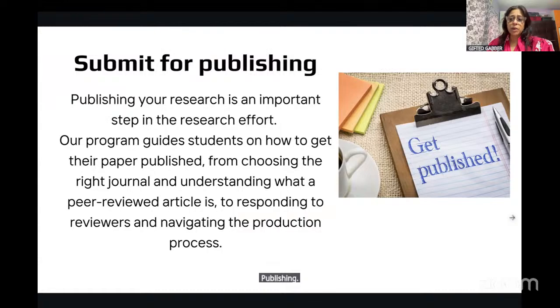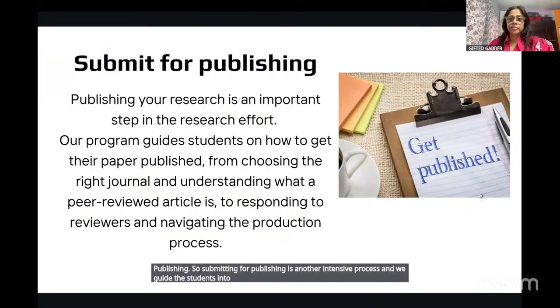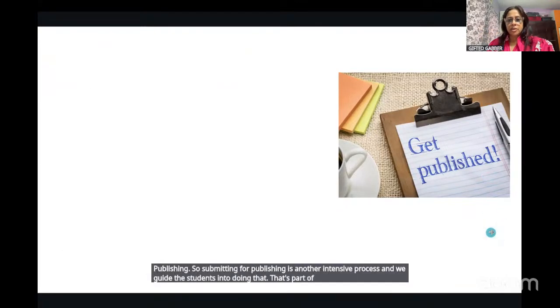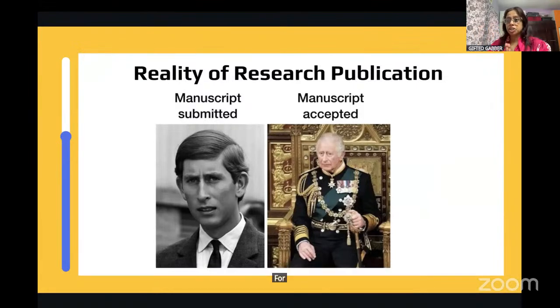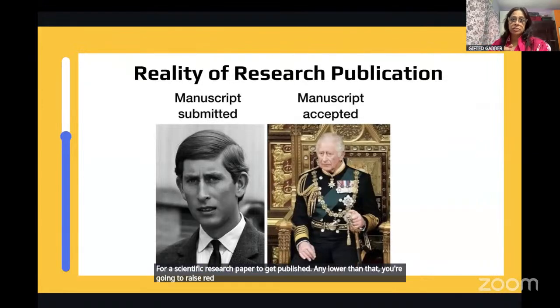So submitting for publishing is another intensive process, and we guide the students into doing that. That's part of our curriculum. And also, of course, you have to keep in mind, Prince Charles waited 50 years to become the king, right? I mean, you don't need to wait 50 years for the paper to get published, but it takes anywhere from 6 to 8 months for a scientific research paper to get published. Any lower than that, you're going to raise red flags in your college application, okay?